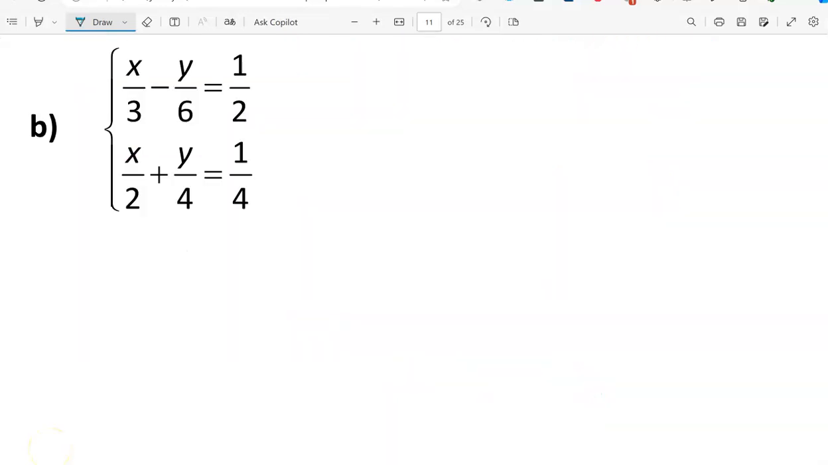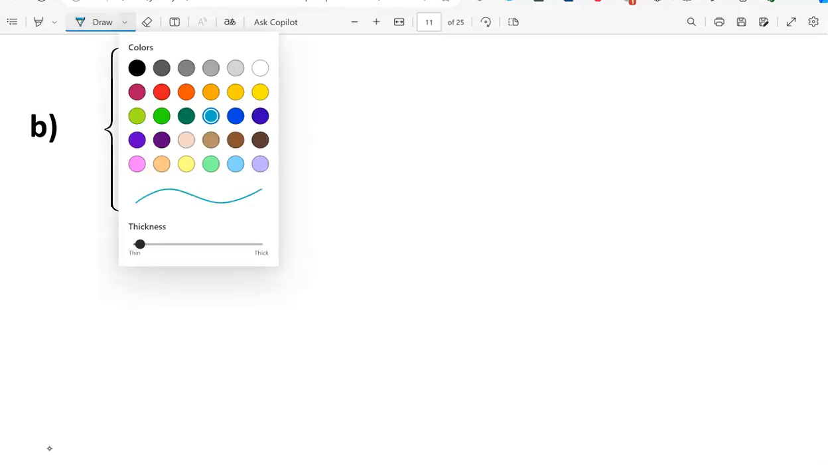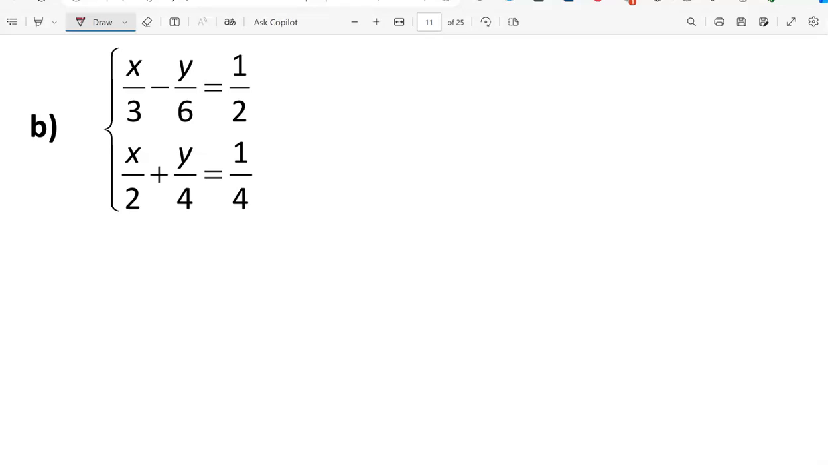Now let's look at B. And in B, we'll notice that you have fractional coefficients here. So in order to eliminate the fractional coefficients, we can just take each equation and multiply by the least common denominator in each equation. So the least common denominator for the first equation is 6. Multiplying through by 6, we get 2x minus y is equal to 3.